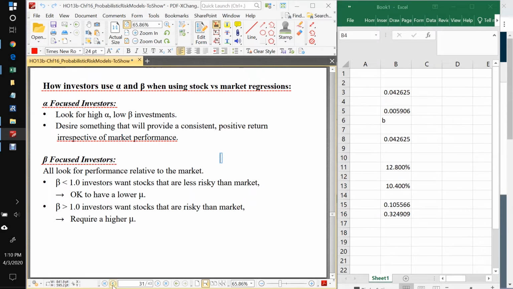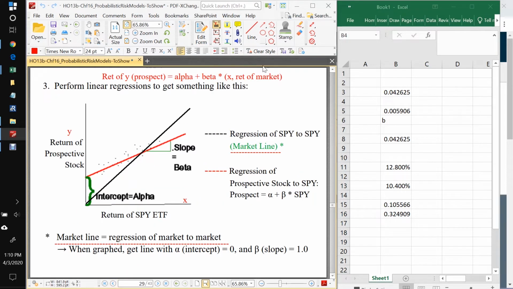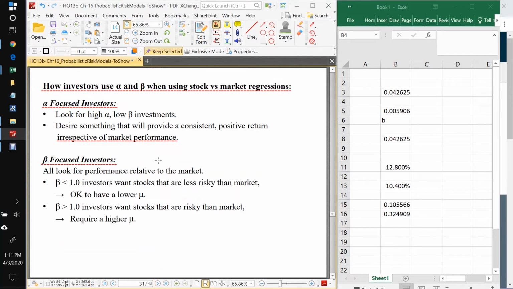And let me just go back to this. What if we had something like this? This would be the perfect thing for an alpha-focused investor here because they want something that's going to have a nice big return, not irrespective of what the market's doing. So maybe the market's doing fantastically, we don't care. We want our solid, nice big return. The market's doing horribly, we don't care. We want the same big, solid return. So that's what alpha-focused investors are all about. They want stuff that does well irrespective of market performance.